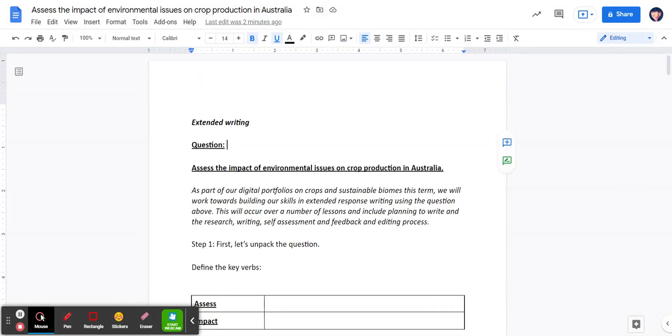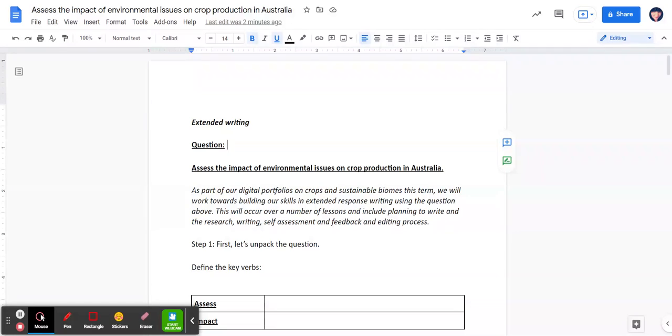Good morning, Year 9, and thank you for your continuous work in building a digital portfolio for sustainable biomes as we continue to explore effective ways to grow crops, some of the issues facing crop production and growth in Australia, and how we might continue to be sustainable.